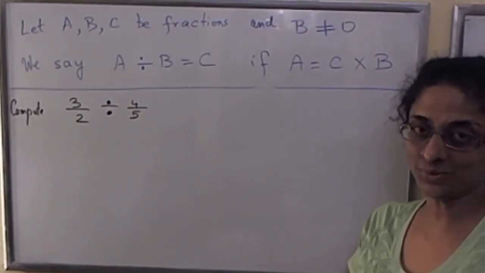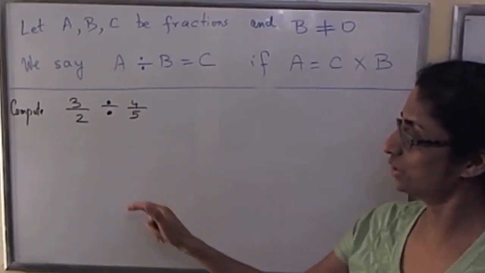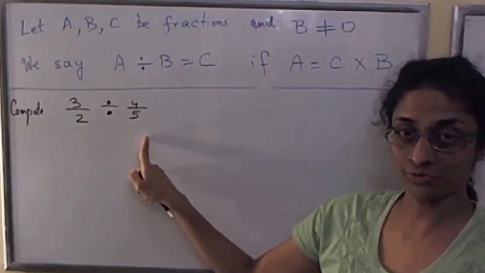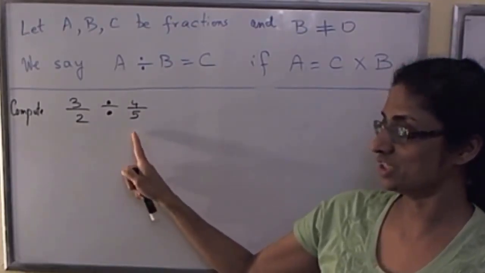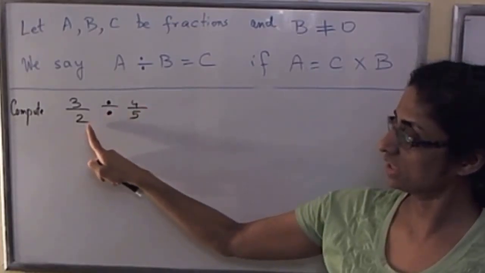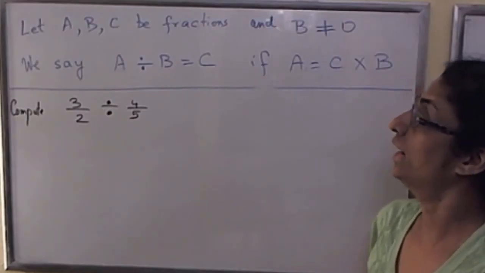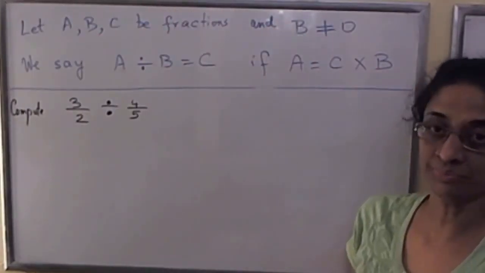Hi, in this video, let's look at how to compute a fraction divided by a non-zero fraction. Let's look at this very specific scenario. What is 3 over 2 divided by 4 over 5? And we're going to use this definition.